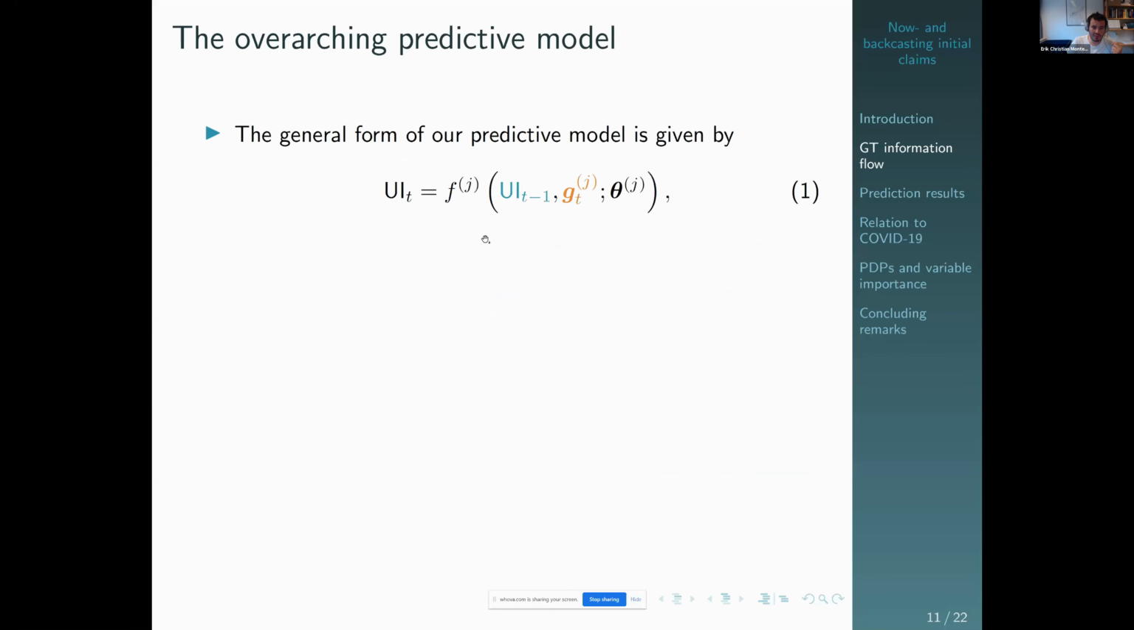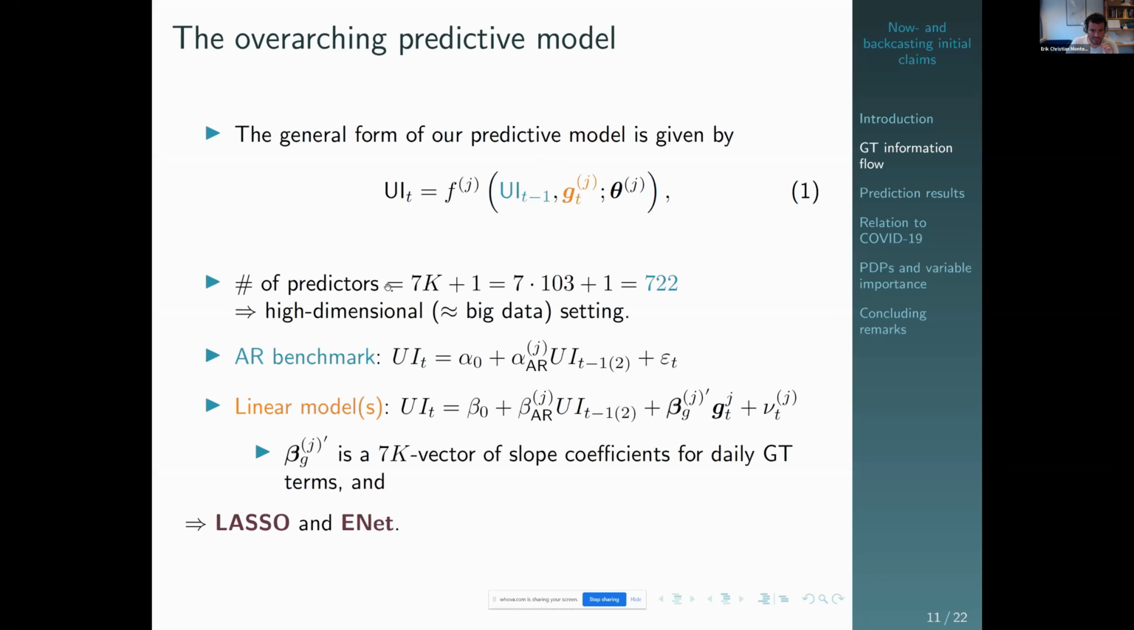The general form of the predictive model is basically, your forecast for UI is going to be a function of your lag term. We have also experimented with using the VIC and allowing for further lags, but in general, we find that the AR1 model is the best model. This has something to do with the fact that the series explodes during the COVID period, and then these larger AR models tend to underperform. Then we have our Google terms and our set of parameters to estimate.